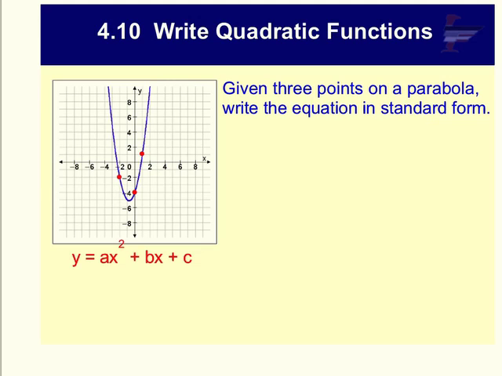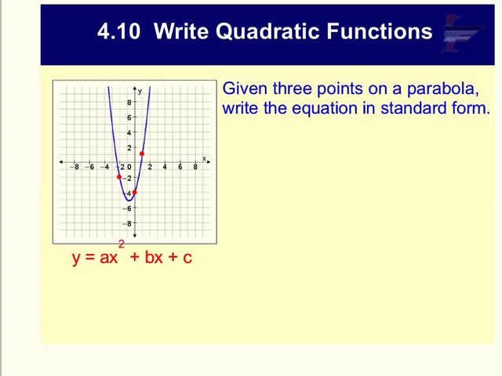Lesson 4.10 is about writing quadratic functions. So the idea is basically given points on your parabola, we have to write an equation in the three different forms. So there are videos for all this. I won't go through the whole thing, but I'll show you how the setup works.